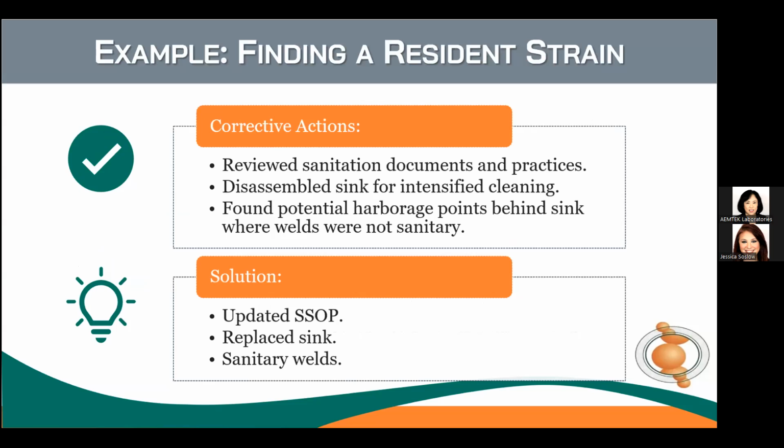The crew performed the corrective action. They reviewed the sanitation documents and practices, and then they disassembled the sink for intensified cleaning, and then they found the potential harborage point behind the sink where the walls were not sanitary. So the solution is to update the sanitation SOP, and the easier solution, just replace the sink and then make sure the equipment or the sink has a sanitary design.